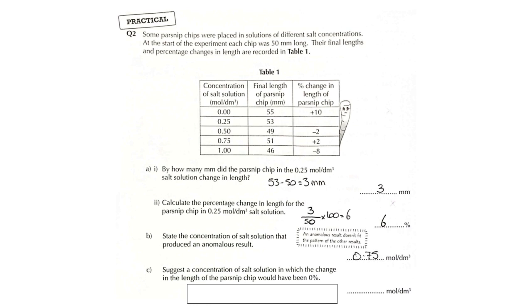Suggest the concentration of salt solution in which the change in the length of the parsnip chip would have been 0%. So that would be somewhere between 0.25 and 0.50. Okay, so you go from positive to negative change.